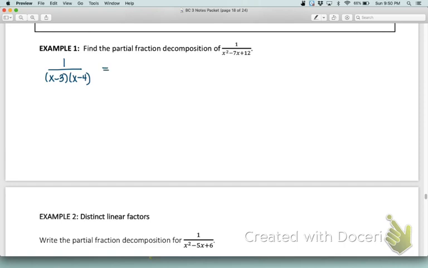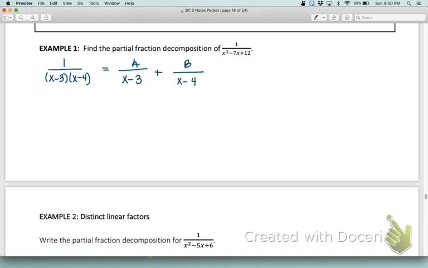We're going to break that up. Since those factors are both linear, we're going to have a single constant in the denominator, but we don't know that they're the same. So we're going to start with a over x minus 3. That's our first one. Plus a different constant, b, over x minus 4.